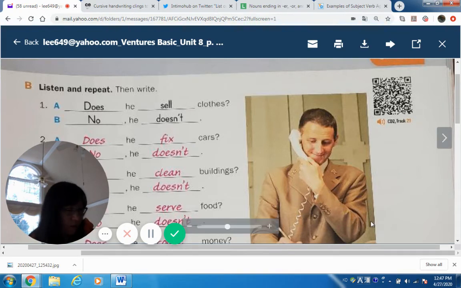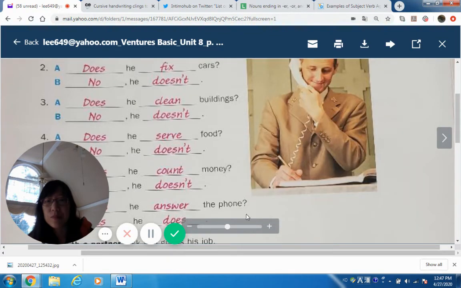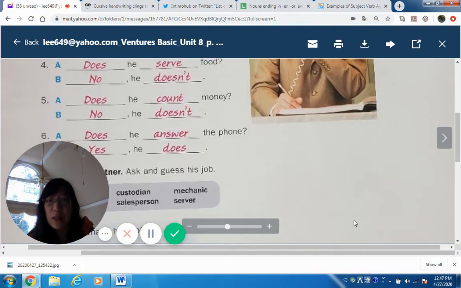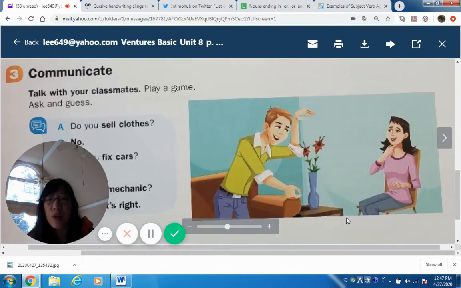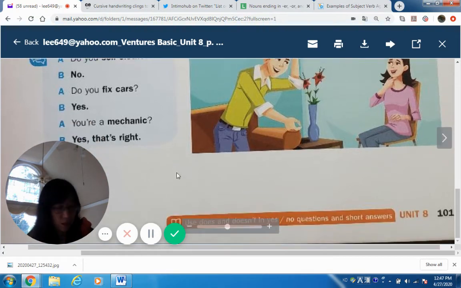So here are the answers for page 101, part B. And practice part 3, communication. Talk with your classmates, play a game, ask and guess. So do that with somebody in your household. Anyone.